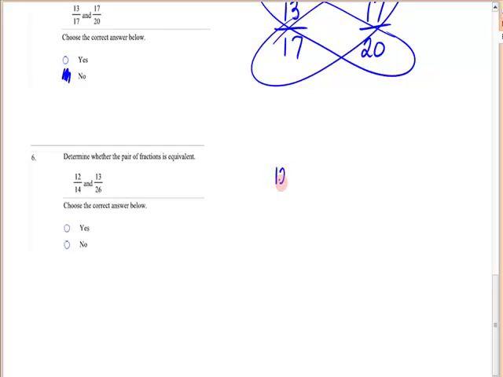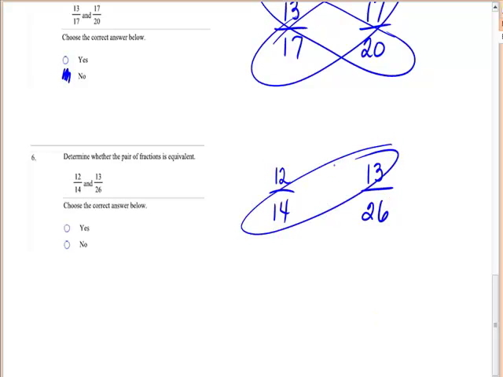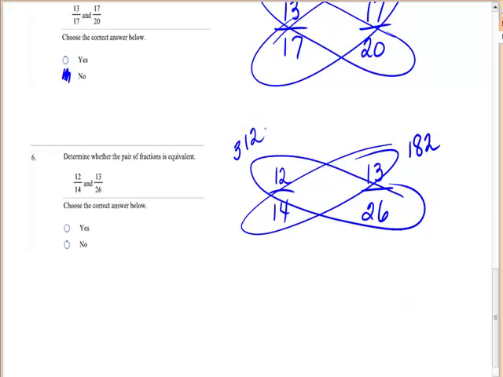Last one, 12 over 14 compared to 13 over 26. First cross product, 14 times 13 is 182. Second cross product, 12 times 26 is 312. And those are very, very different. So the answer to that one is no.